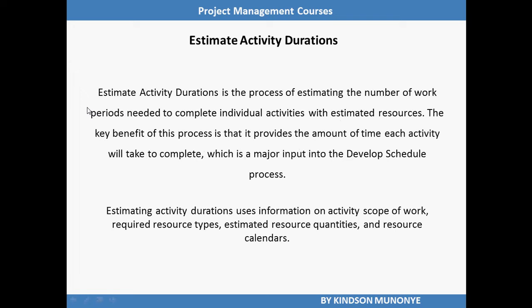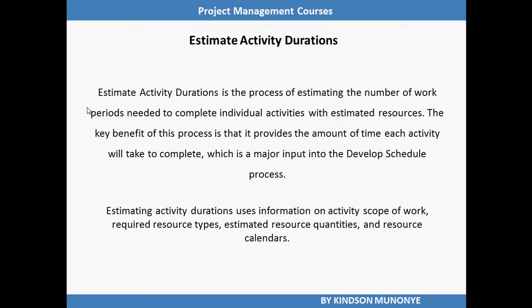According to the PMBOK Guide 5th edition, estimate activity durations is the process of estimating the number of work periods needed to complete individual activities with estimated resources. The key benefit of this process is that it provides the amount of time each activity will take to complete, which is a major input into the develop schedule process.